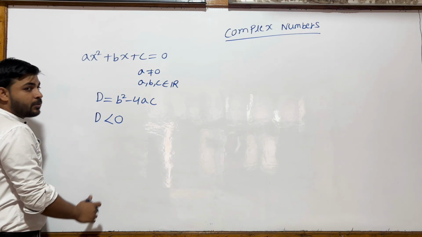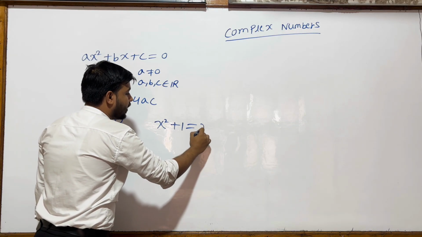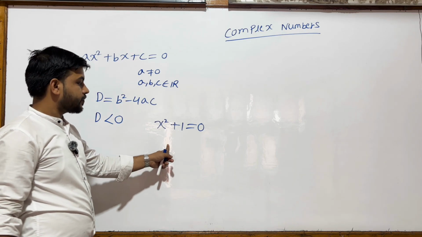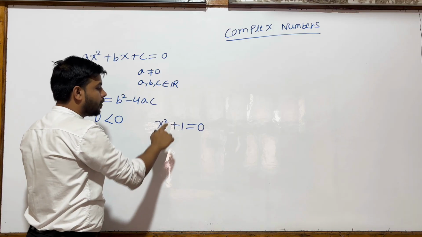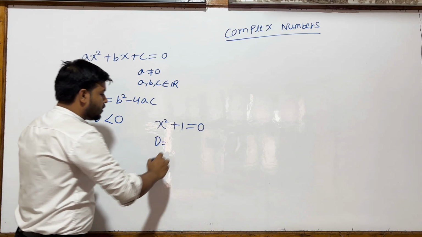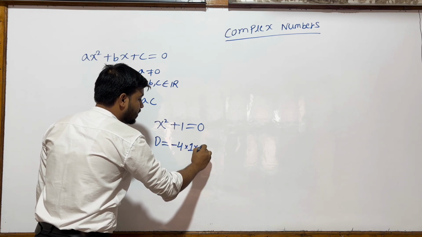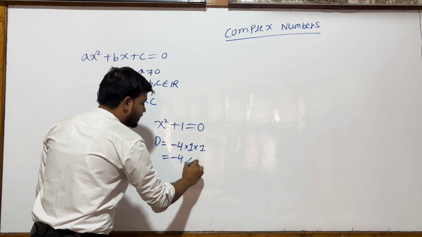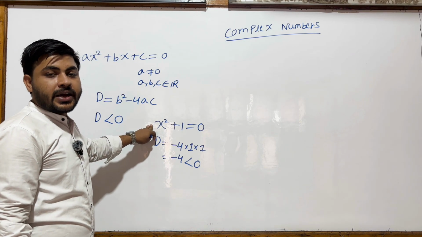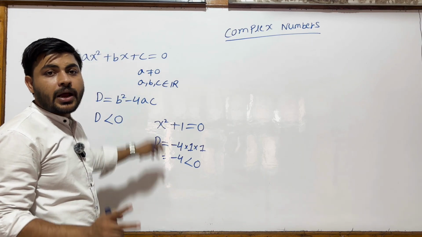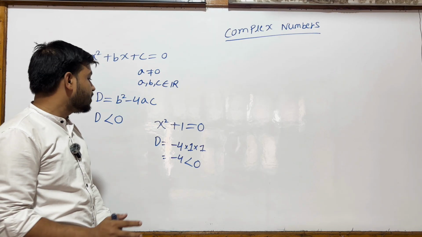Suppose we take an example: x square plus 1 equal to 0. This is a quadratic equation, of course. What is the discriminant of this equation? Discriminant is equal to b square minus 4ac. Here b equal to 0, so minus 4 into a, which is 1, and c, which is 1. So minus 4, it is less than 0. For this equation there are two roots, because every quadratic equation has two roots, but the discriminant is negative. That's why the roots are not real.